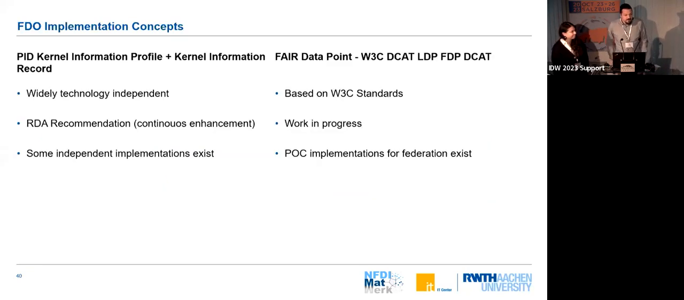And what we've initially looked at is the two different FAIR digital object implementation concepts. And we found two of them which were very appealing. We've also seen this PID-based or handle PID-based kernel information profile plus kernel information record one in the previous talk, which is defined widely technology independent. It is an RDA recommendation that's being continuously enhanced. And we have some independent implementations from a couple of friends who we know from KIT, for example, who already tried that out, which is nice.